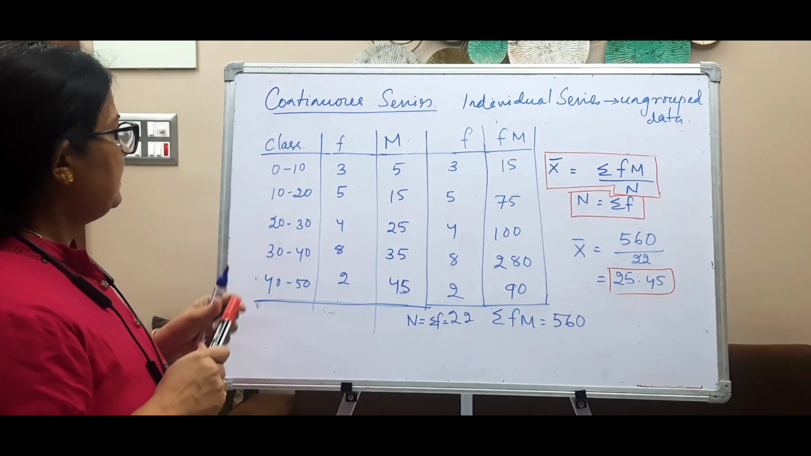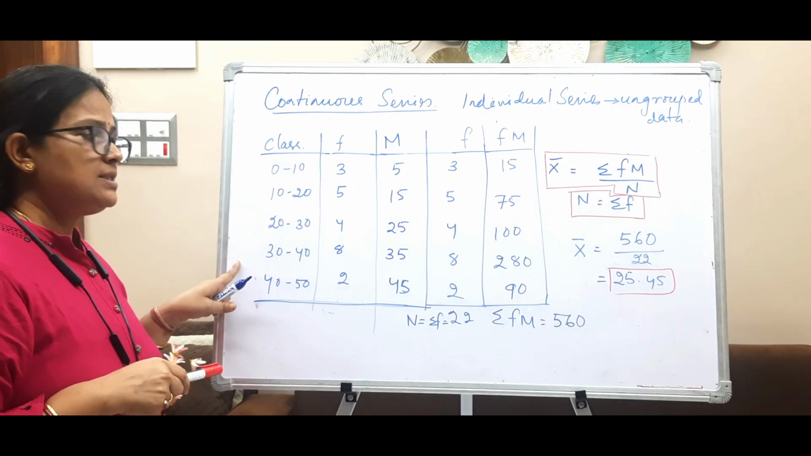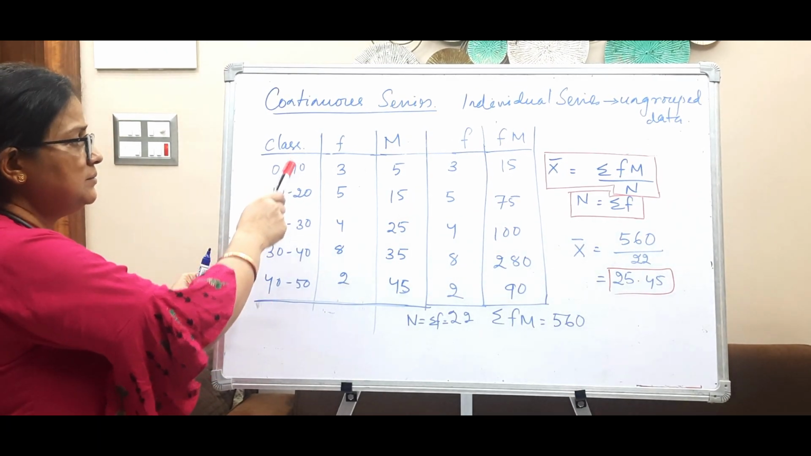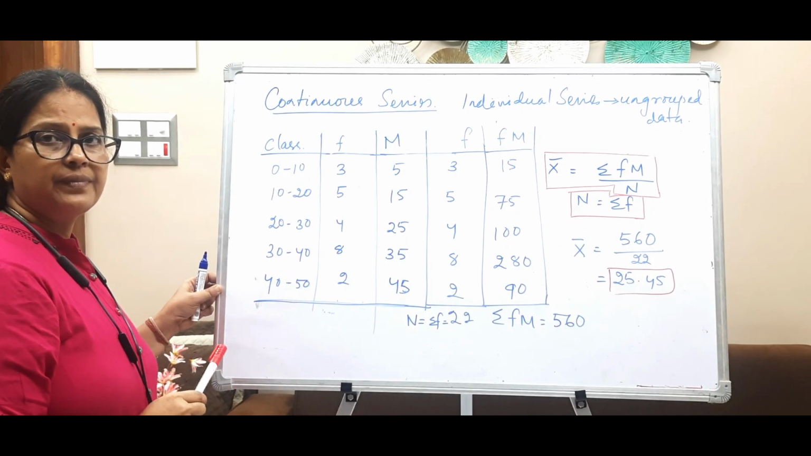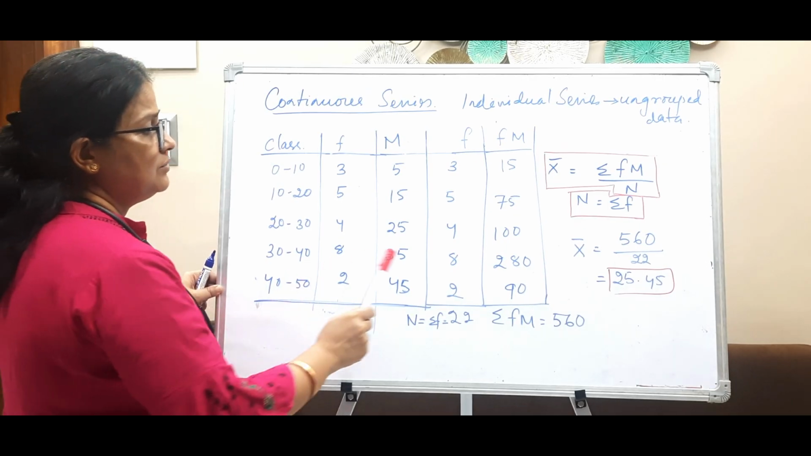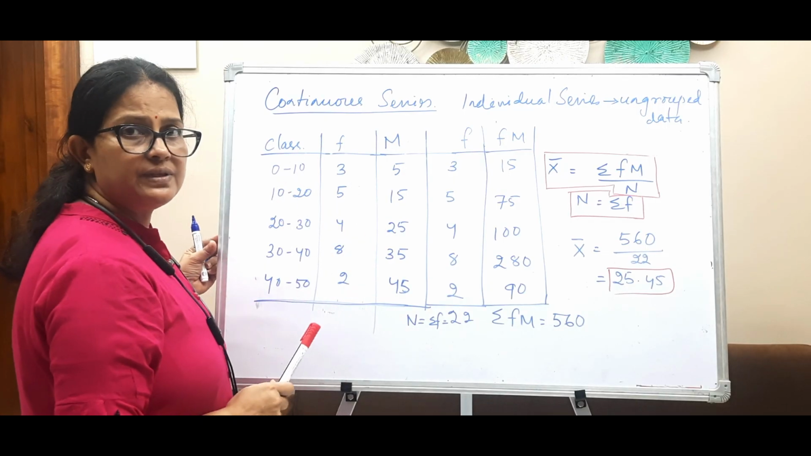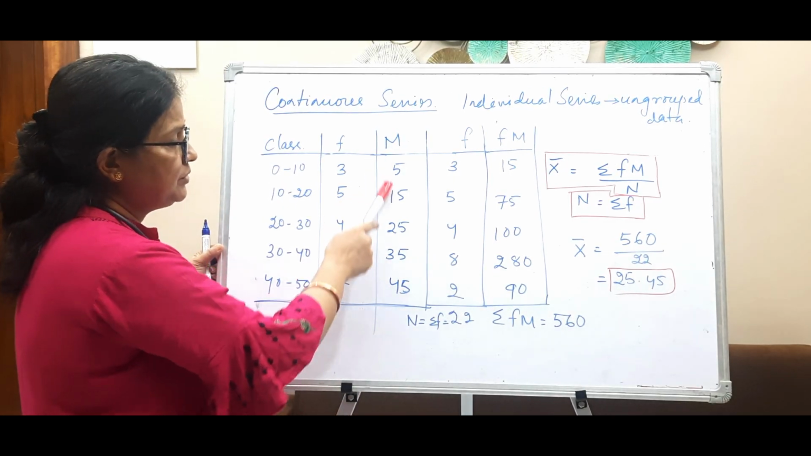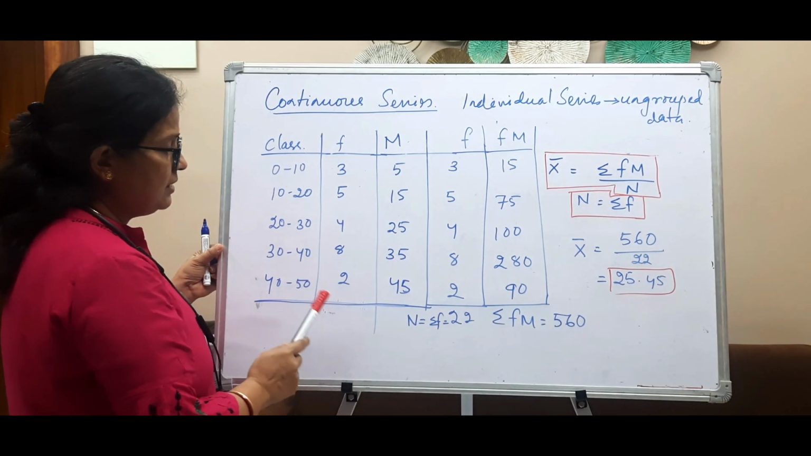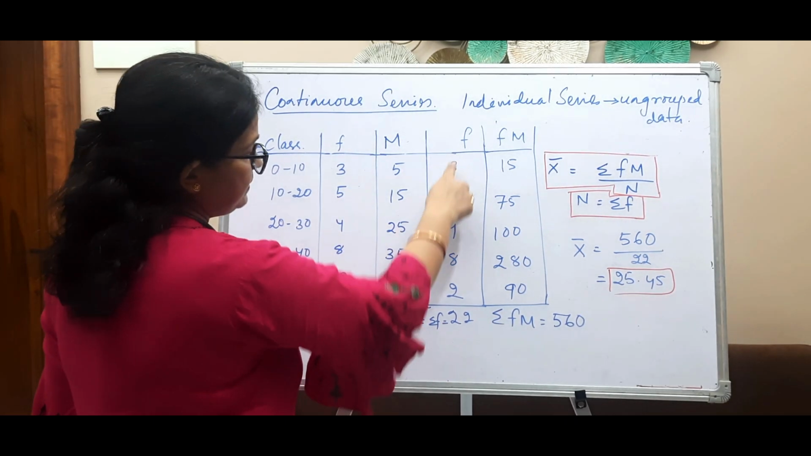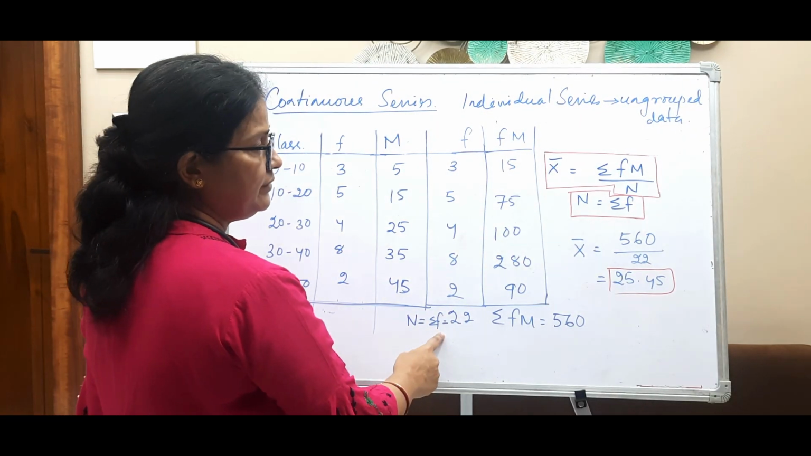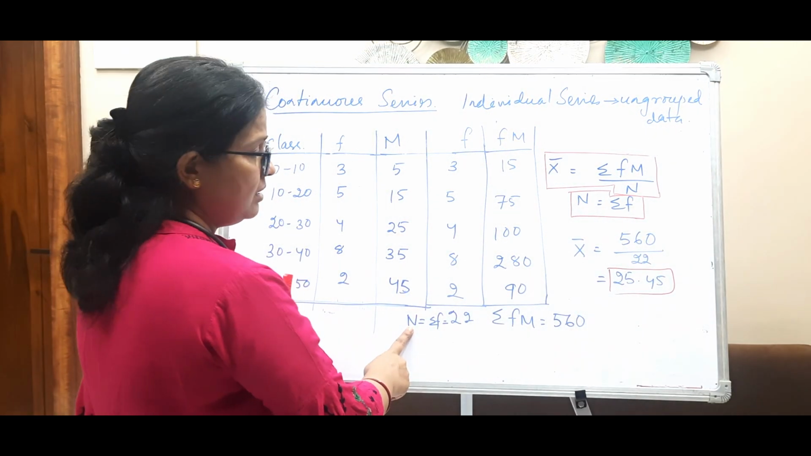So in case of a continuous series, what do we need to do? First, we need to find the middle value of the class. Then we multiply it with the frequency to find sigma of fm. Then we add our frequency to find sigma of f, which is equal to n.